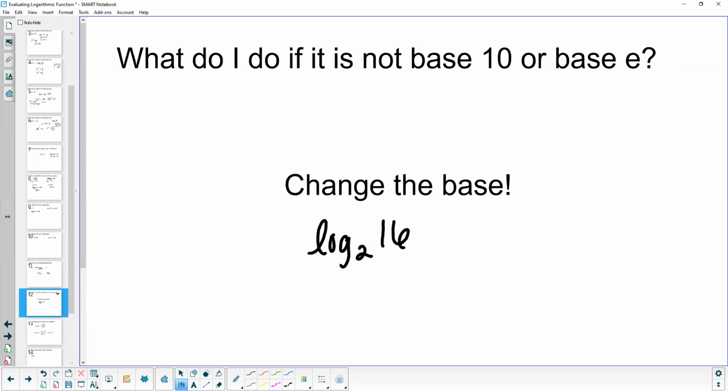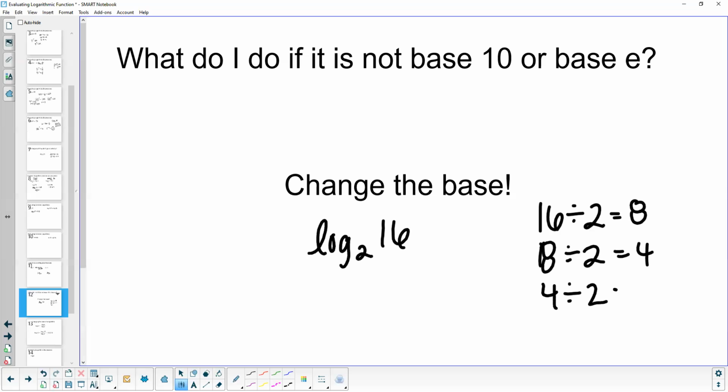Well, what we can do here is we're asking ourselves, how many times do I need to divide 16 by 2 until I can get to 1? Well, I can divide it once to get 8. I can divide it twice to get 4. I can divide it 3 times to get 2, and I can divide it a 4th time to get a 1. Therefore, we know this equals 4. So that's one way to do it.